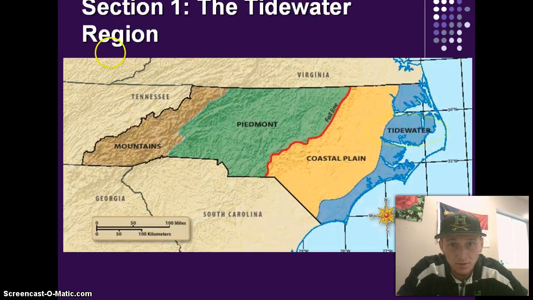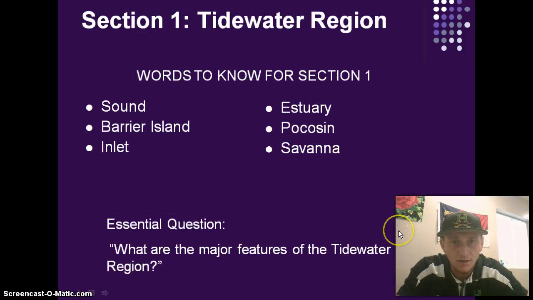Okay, section 1, we will talk about in this chapter the 4 regions of North Carolina: the Tidewater, the coastal plains, the Piedmont, and the mountain region. All right, we'll also talk a little bit about the fall line. Make sure you please know our coast is the Atlantic Ocean. All right, section 1 we'll talk about right now, Tidewater region. There are 6 words to know. Okay, sound, barrier island, inlet, and estuary, pocosin and savanna.